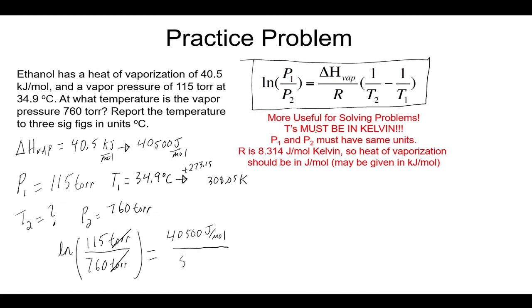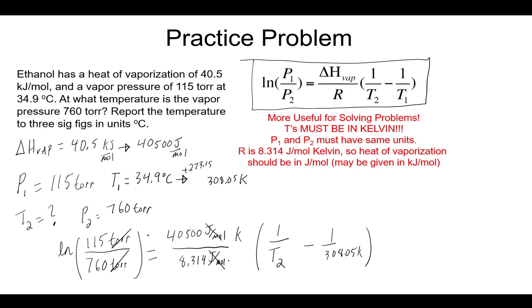over 8.314 joules per mole Kelvin. So joules per mole cancels out. This over Kelvin, 1 over Kelvin, means the unit is going to come up here and just be Kelvin in the end. And then I have this latter part here, 1 over T2, which I don't know. That's the question mark, so I'll keep it there, minus 1 over 308.05 Kelvin.